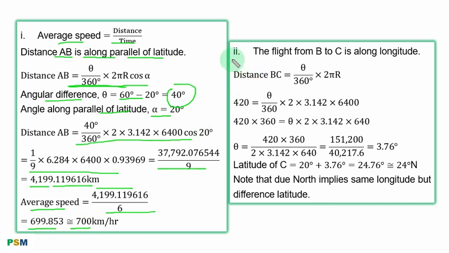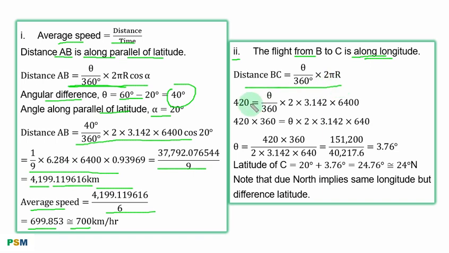Roman figure 2, you are asked to find the latitude of C. Now, the flight from B to C is along longitude. Longitude is half of the meridian. Since meridian is a great circle, the flight from B to C is through a great circle. So distance BC is along great circle.